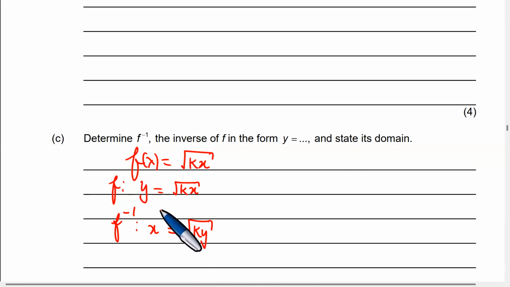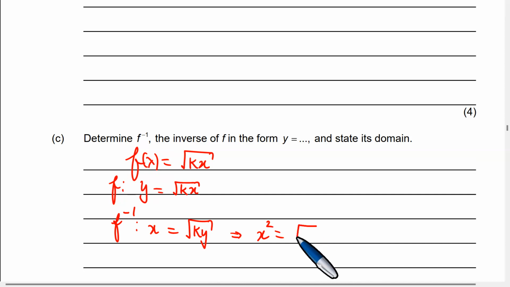Sometimes it's not possible. But the school ones, generally functions might not even be possible to make y the subject. In some instances, the thing can be too complicated. So if you have to determine f inverse in the form y equals something, this is f inverse already. Can we write it in the form y? Yes, we can. We just need to make y the subject, so we must remove the square root. How to remove the square root? We can just square both sides.